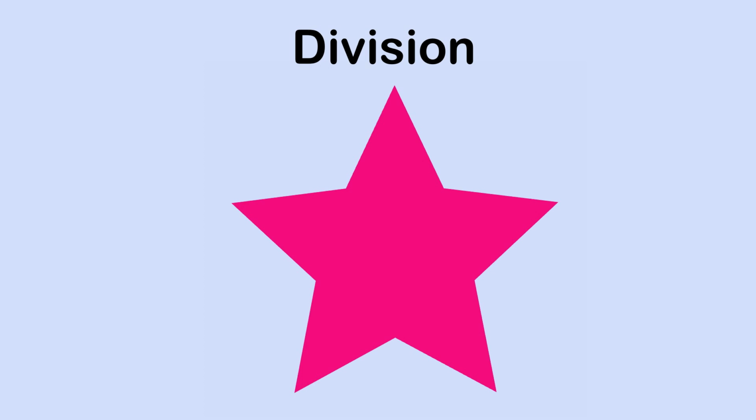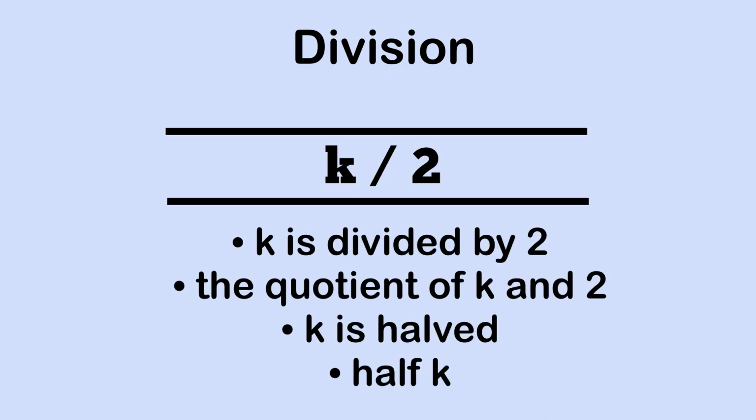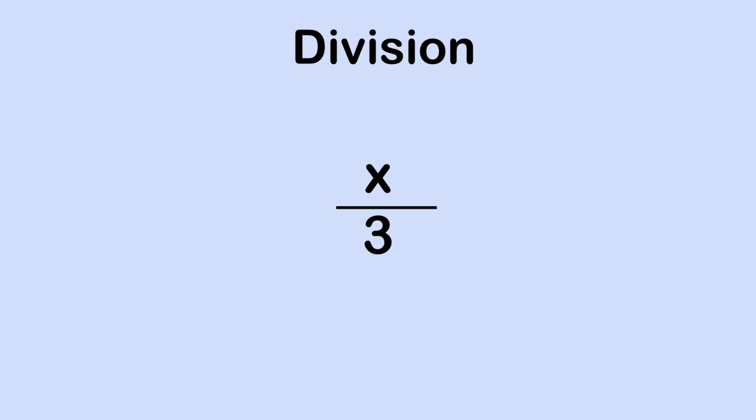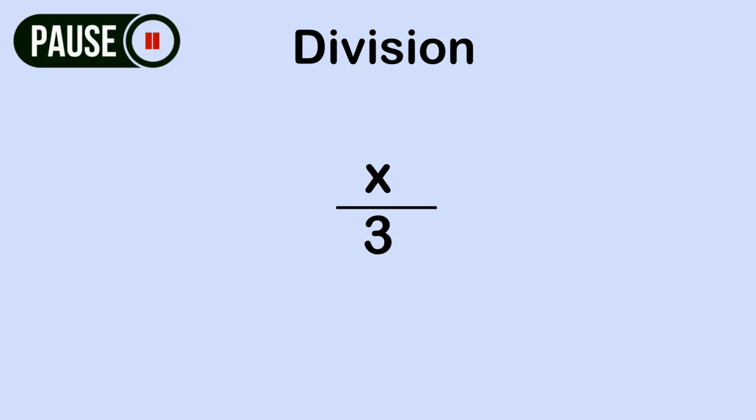Let us now practice writing a description. This expression can be described as k is divided by 2, or the quotient of k and 2, or also k is halved, or half k. Can you describe this expression?